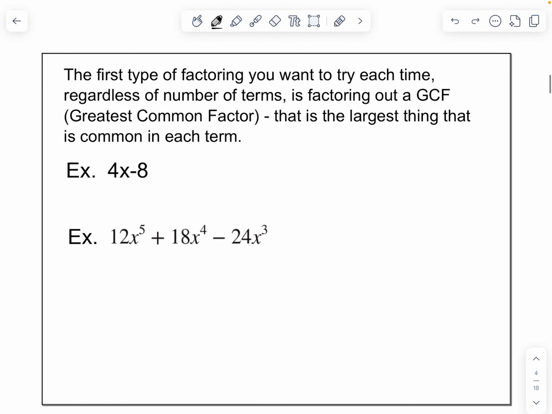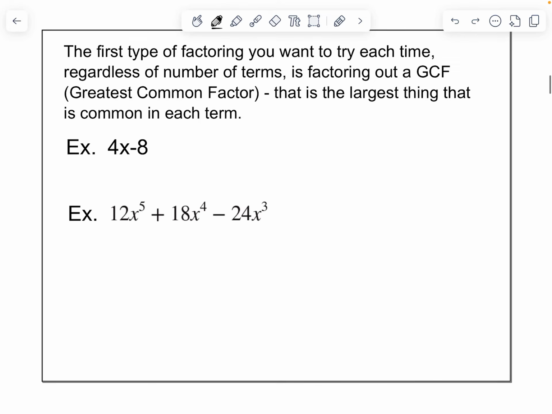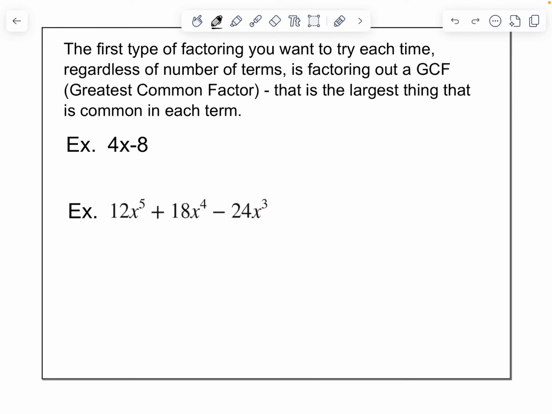The first type of factoring you want to try every single time is greatest common factor. The greatest common factor is the biggest thing that you can divide out of every single piece. So for example, if we have this first one, 4x minus 8, we notice it has 1, 2 terms. Can we divide both of those terms by the same thing? That's the question that we're asking.